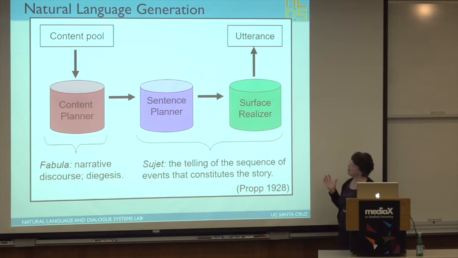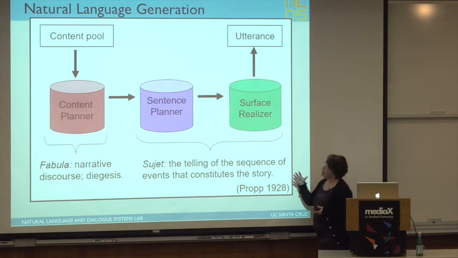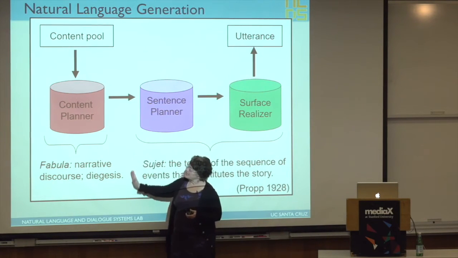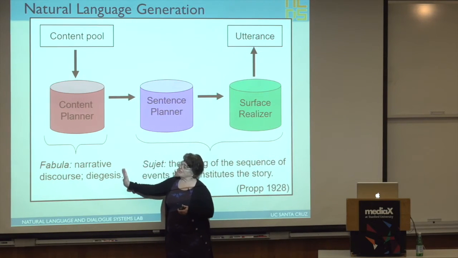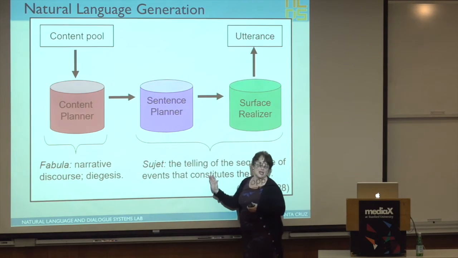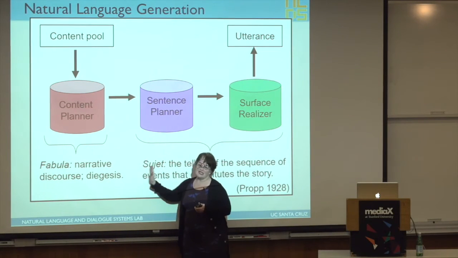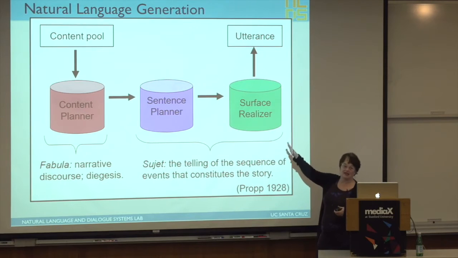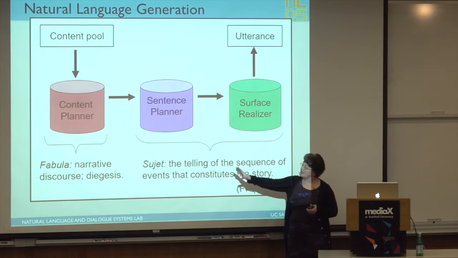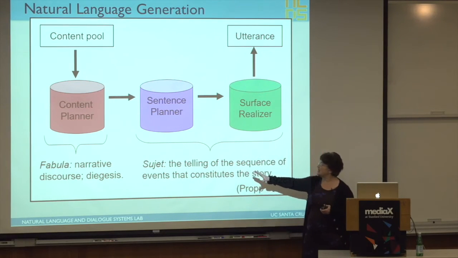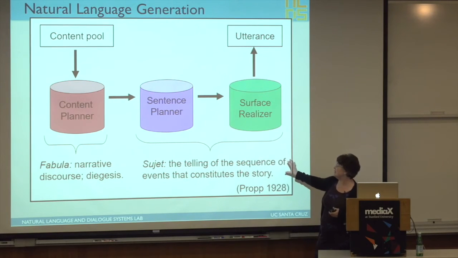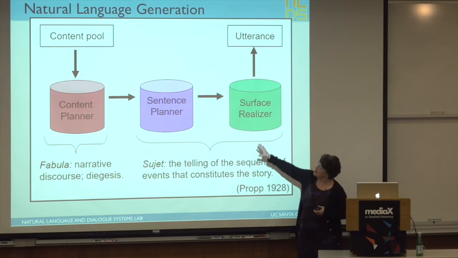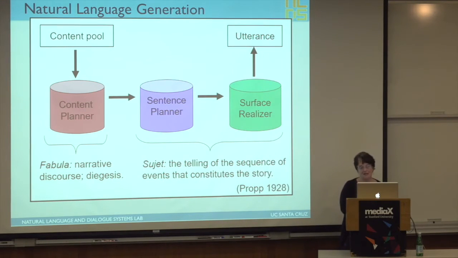So that's the standard architecture. And when we started to apply this, there's a classic distinction in theories of narrative between the fabula and the sujet. That distinction can actually be overlaid on this classic architecture for NLG, right? There's this notion of a narrative discourse, the diegesis, and the sujet is the actual telling of a sequence of events that constitutes the story. So this is how we visualize that mapping.